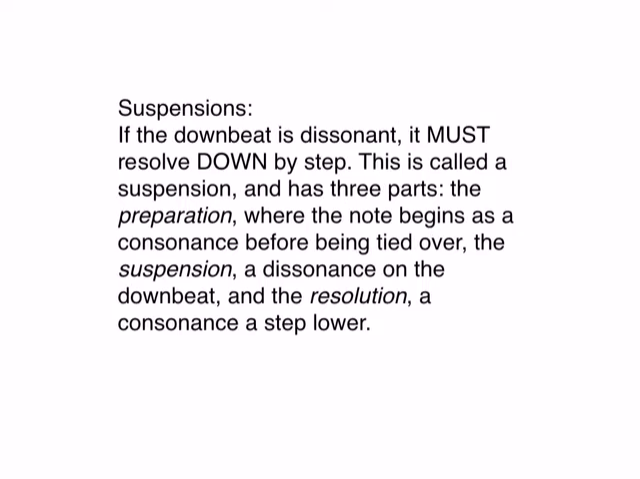If the downbeat is dissonant, it must resolve down by step. This is called a suspension, and it has three parts. The preparation, where the note begins as a consonance before being tied over. The suspension, a dissonance on the downbeat. And the resolution, a consonance a step lower. Let me show you.